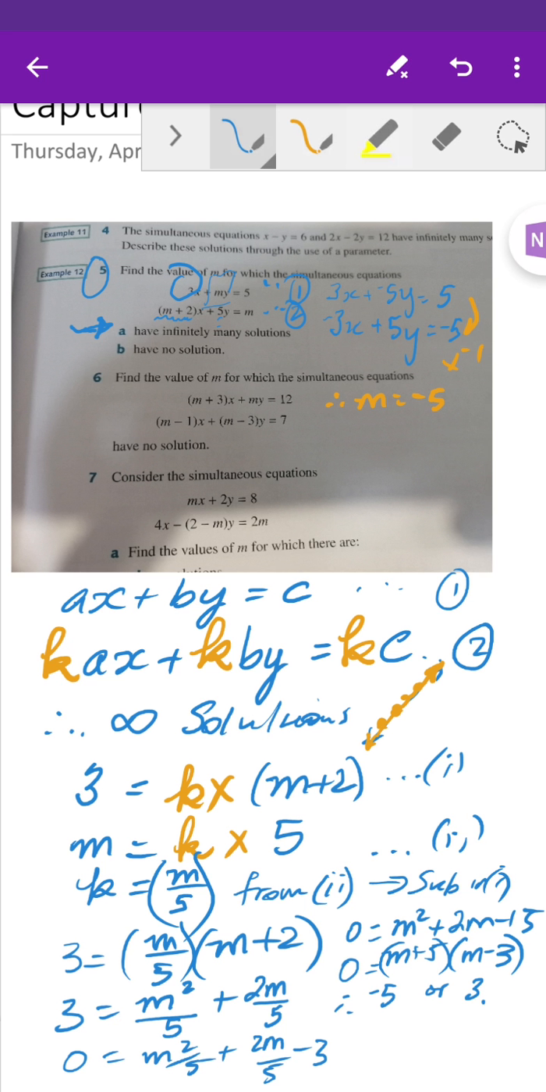Let's try 3. We would get 3x plus 3y equals 5. And here we would get 5x plus 5y equals 3. Alright, that doesn't work. Therefore, m equals 3 is not a solution. Therefore, the only value for m we've got is negative 5.